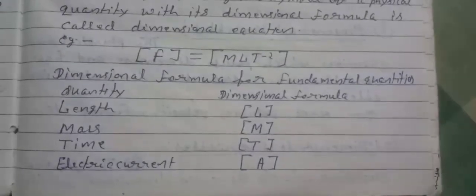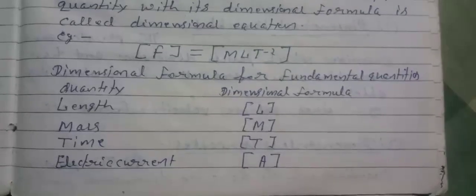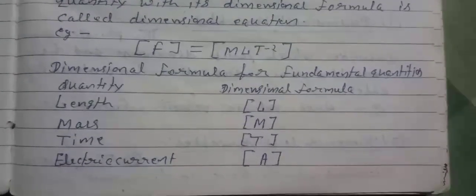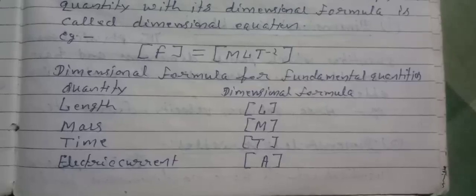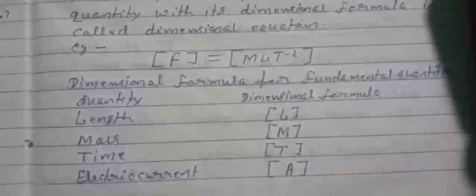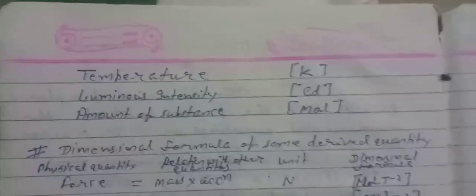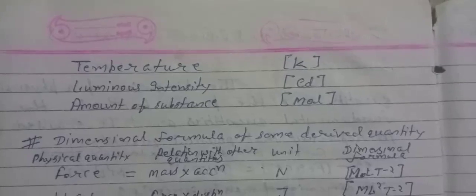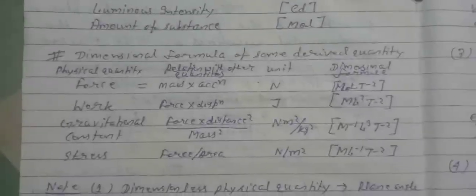Now, dimensional formula for fundamental quantities. Quantity: length, L; mass, M; time, T; electric current, A; temperature, K; luminous intensity, cd; amount of substance, mole.